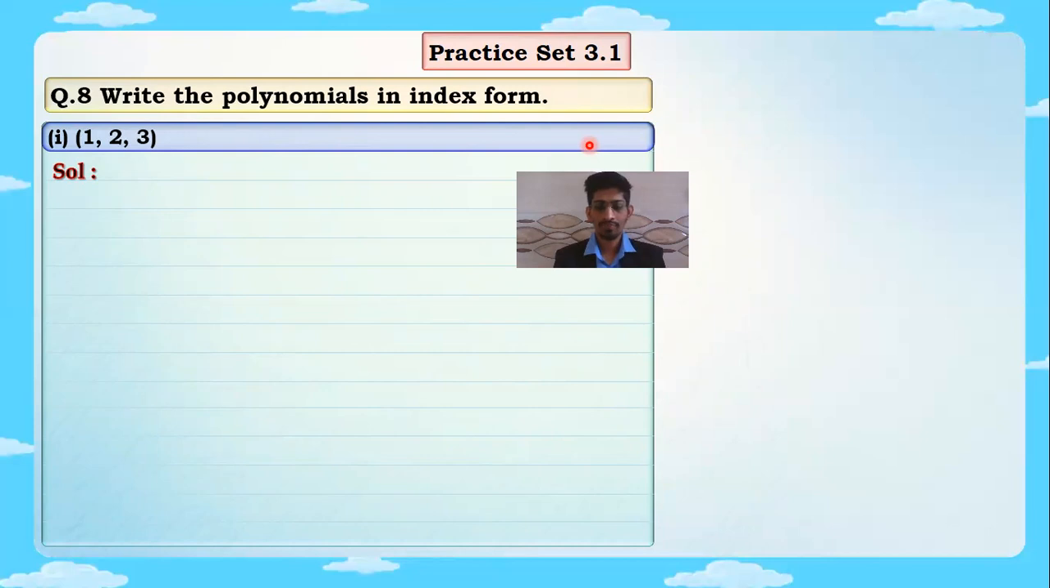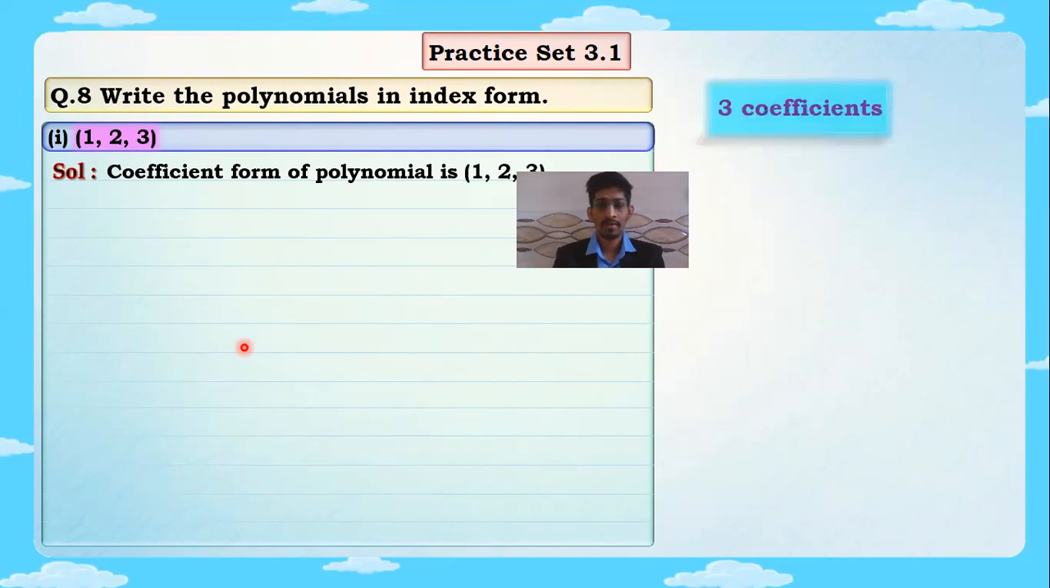Okay, so the very first step for converting this coefficient form to index form is always count the number of coefficients available in the question. Separated by comma मतलब हम लोग count easily कर सकते हैं. How many coefficients are there? Yes, total 3 coefficients are there. So first of all, the coefficient form is given as 1, 2, 3. In this, total 3 coefficients are there.